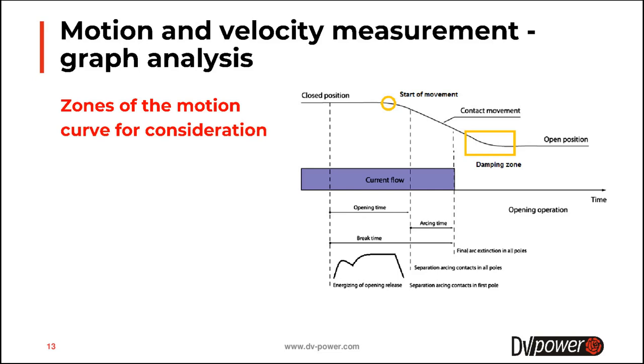Arcing time is from the instant of the arcing contact separation when the arc occurs until the instant of the arc extinguishing here. Damping zone is the part of the motion curve when the shock absorber activates and slows down movement of the circuit breaker parts to prevent mechanical stresses at the end of the movement.